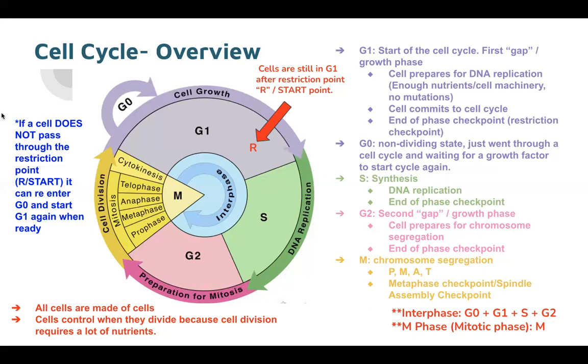I have a little note here that I added. If a cell does not pass through the restriction point, it can re-enter G0 and start G1 again when ready. Let's say the cell is in G0, gets a growth factor signal, and is in G1, but doesn't have enough nutrients to do the cell cycle. The cell can re-enter G0. But if the cell has already passed the restriction point, that's when apoptosis is going to happen if the cell cannot continue through the cell cycle. That's just a piece of information I added based on a couple of questions.